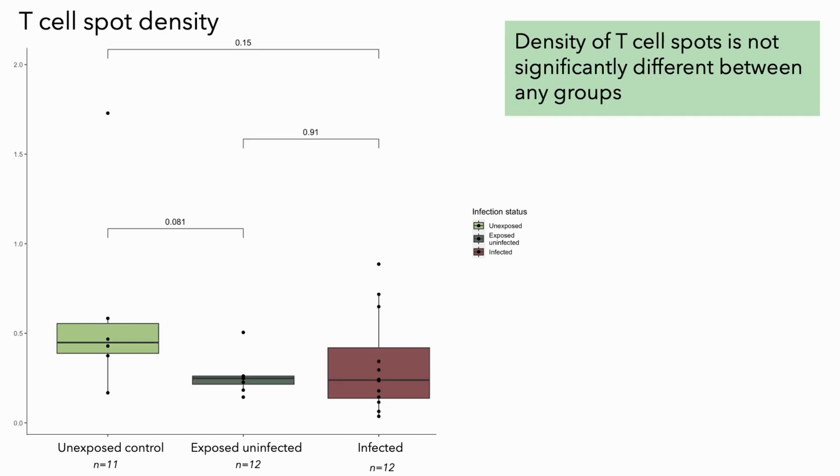This plot is showing the density of T cells in the same three groups. While none of these associations are significant, it does appear that there may be fewer T cells in the exposed, uninfected, and infected groups compared to the unexposed control groups, but more sampling needs to be done on these.